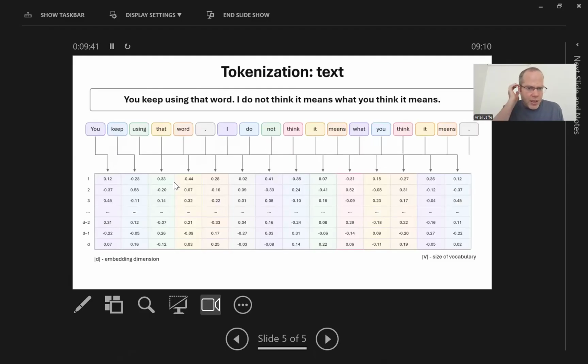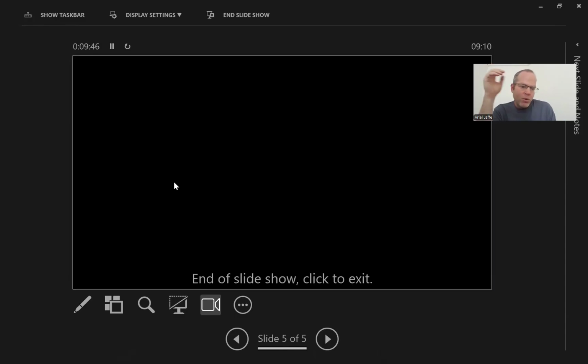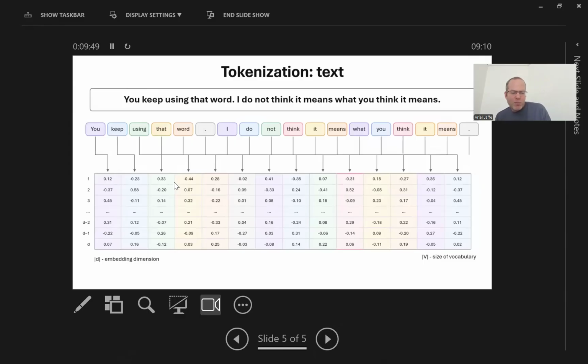In text, it's different. You break up a sentence into words or even maybe smaller parts, but for simplicity, I'll treat each word as a token. It's just easier to explain. The main idea is that you have a vocabulary of representations, and this is the matrix you see on the bottom. Here, every column is a single token, or a single word.